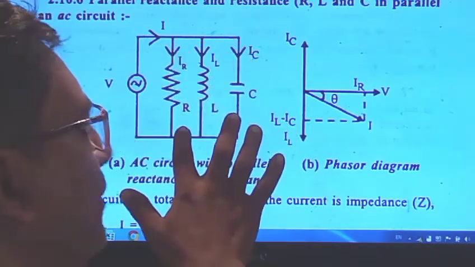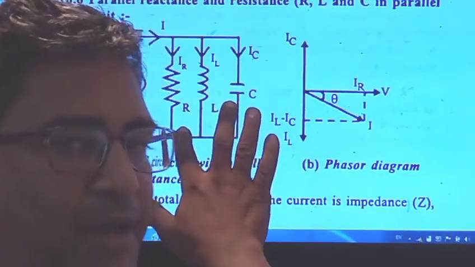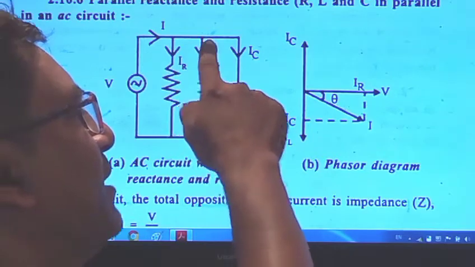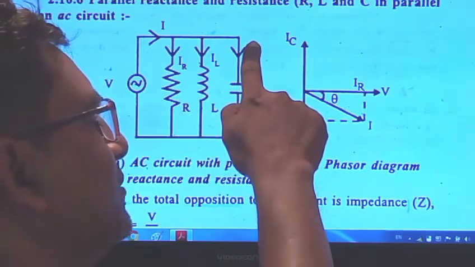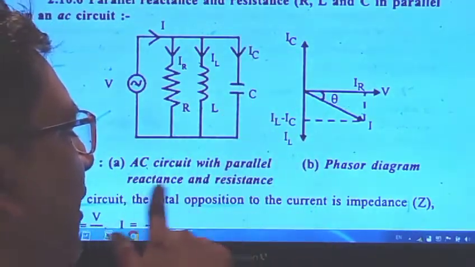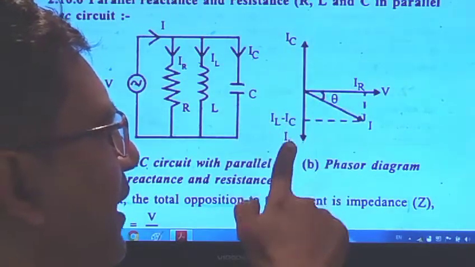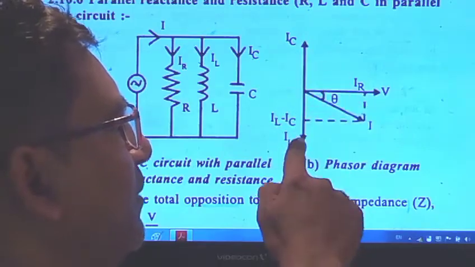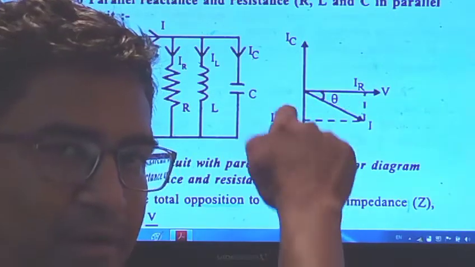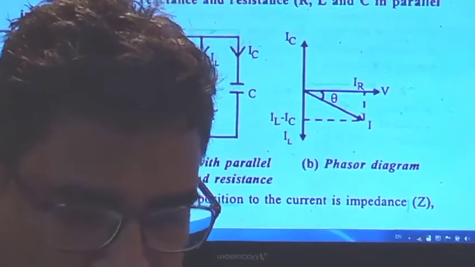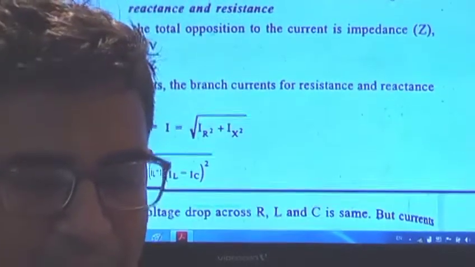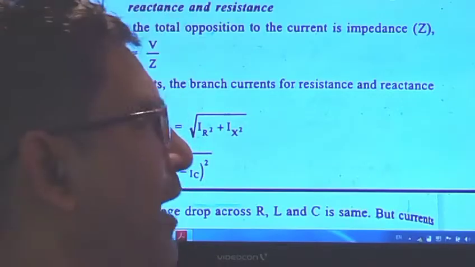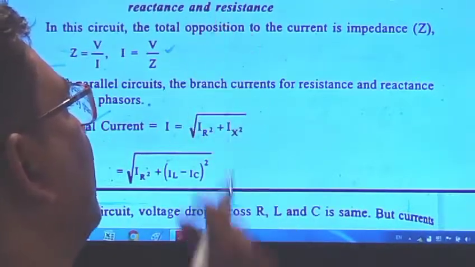When we consider the current flowing, it is IR through the resistance, IL through the inductor, and IC through the capacitor. It is in parallel with the resistance and the reactance. The phasor diagram for this circuit is like this. The total opposition to the current, the impedance, is Z equal to V upon I. Since I is equal to V upon Z, you get the value.